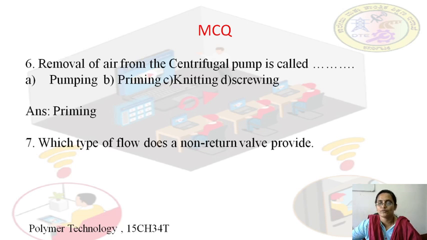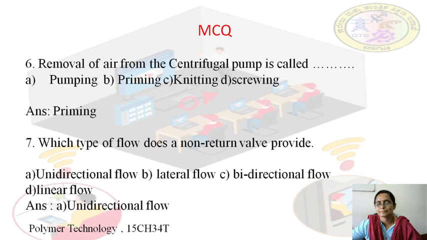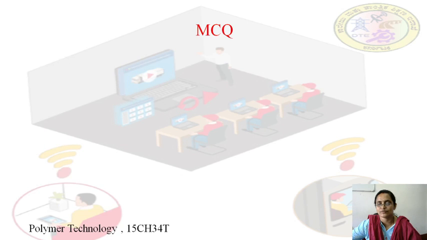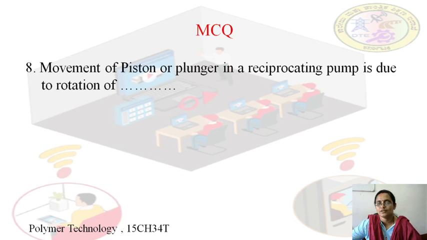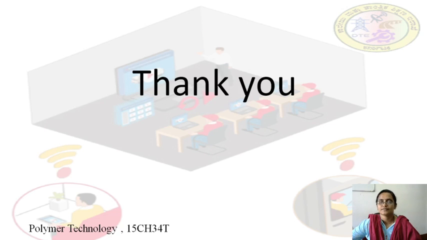Which type of flow does a non-return valve provide? Unidirectional flow, lateral flow, bidirectional flow, linear flow. Unidirectional flow. Movement of the piston or plunger in a reciprocating pump is due to the rotation of dash. Valve, crank, casing, impeller. The answer is crank. Thank you.